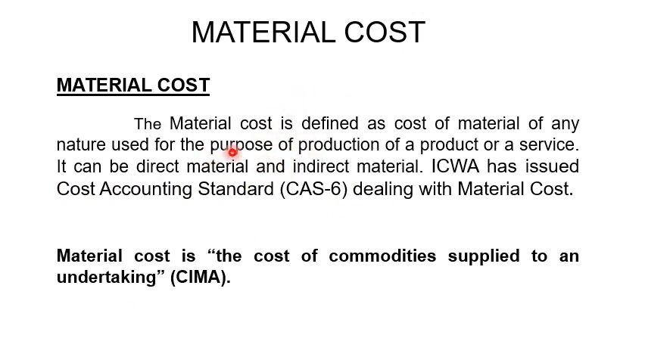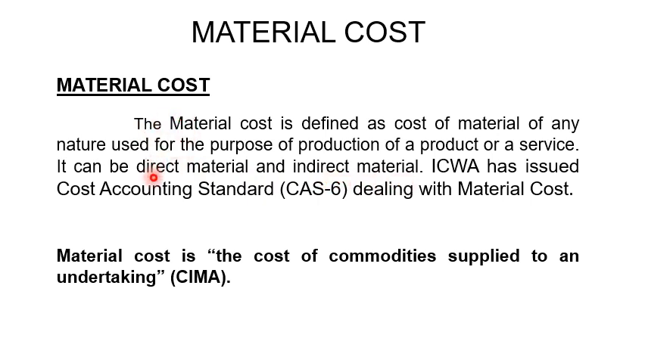Here is the basic introduction to material cost. Material cost is defined as the cost of material of any nature used for the purpose of production of a product or a service. As we have already discussed in detail in our previous module, material is the basic requirement for production of any product or rendering of services. Even when we calculate the total cost of any product, material cost is the first and most prime cost in the total cost. It can be direct material and indirect material.